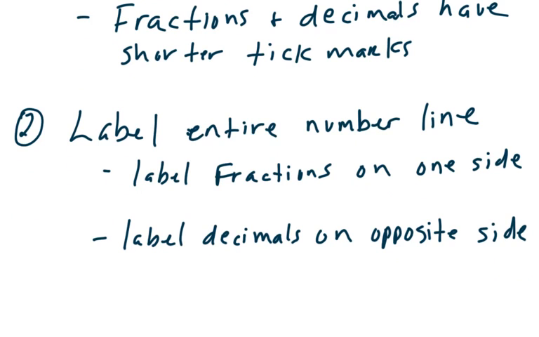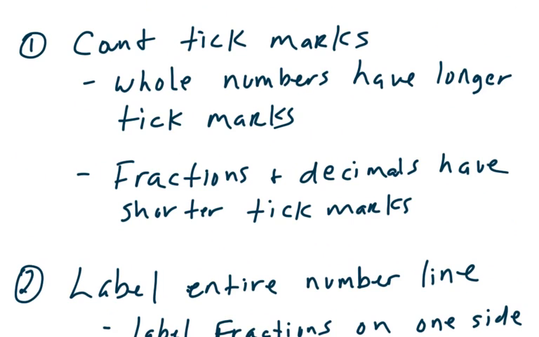Then you want to label the entire number line. Even if it's asking you for a number that's at the beginning of the number line, label the whole thing anyway. Makes it a whole lot easier. And that way you alleviate any mistakes you might have. Label the fractions on one side, label the decimals on the opposite side. Like I said, don't cheat the math.